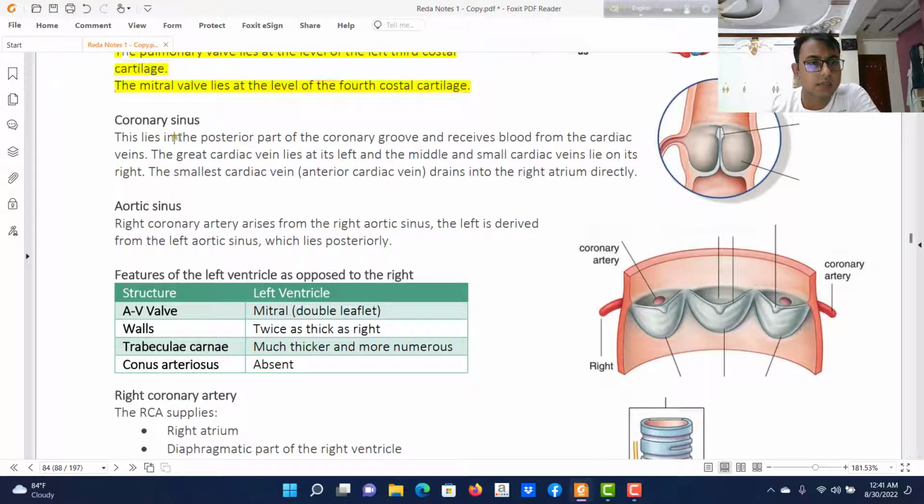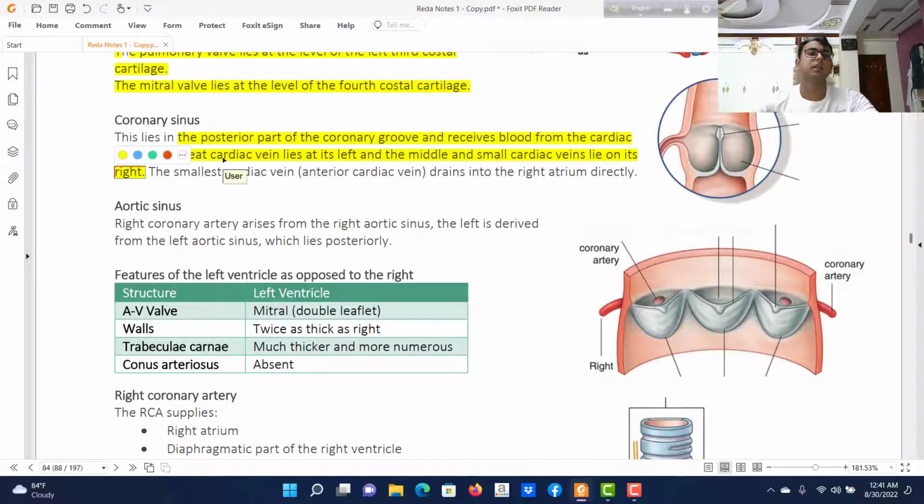Coronary sinus lies posterior to part of the coronary groove and receives blood from cardiac veins. Coronary sinus is the largest venous channel of the heart. It receives the blood from cardiac veins. The great cardiac vein lies at the left, and the middle and the small cardiac vein lie on its right.